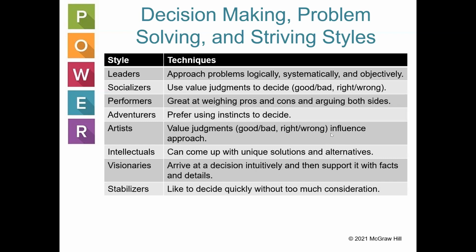Artists use value judgment, good or bad, right or wrong, and influence the approach. Intellectuals can come up with unique solutions and alternatives. Visionaries arrive at decisions intuitively and then support them with facts and details. And stabilizers like to decide quickly without too much consideration.